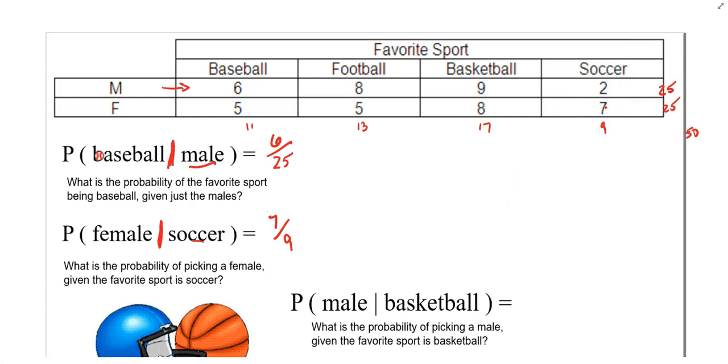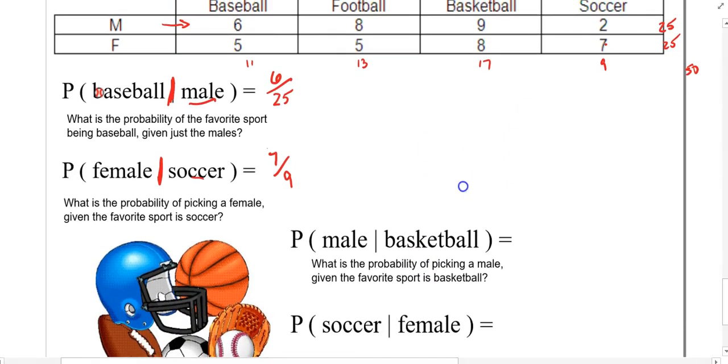Okay, and then next one, probability of male given basketball. Right, given basketball. I'm only interested in the basketball players. There are 17 basketball players, so 17 goes on bottom. Of those 17 people, how many are males? 9. 9 out of 17.